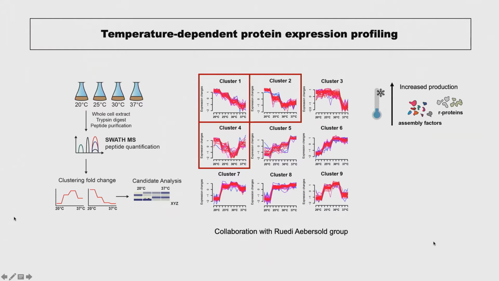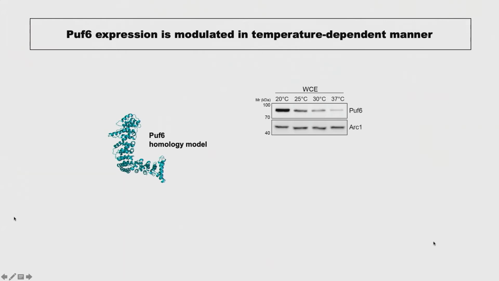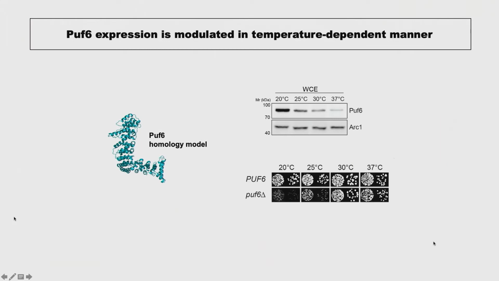And we further dissected the role of one of these low temperature induced assembly factors, which is called Puf6. Puf6 has an RNA binding domain, which looks like this helical repeat kind of domain. And you can see that we confirmed that Puf6 expression is boosted at this low temperature. Now, when we delete this factor from the cell, it's not essential, but you can see that we see a slow growth phenotype at low temperatures, which nicely correlates with this higher expression profile.